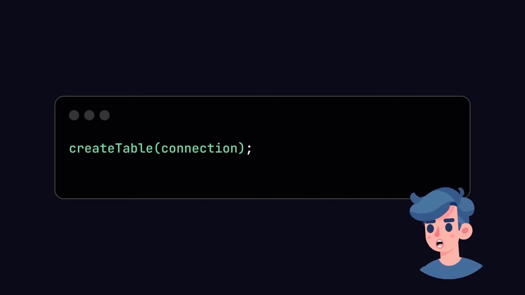Next, we'll invoke this createTable method in our main method. Make sure to handle any exceptions appropriately. Let's check if the table gets created successfully.